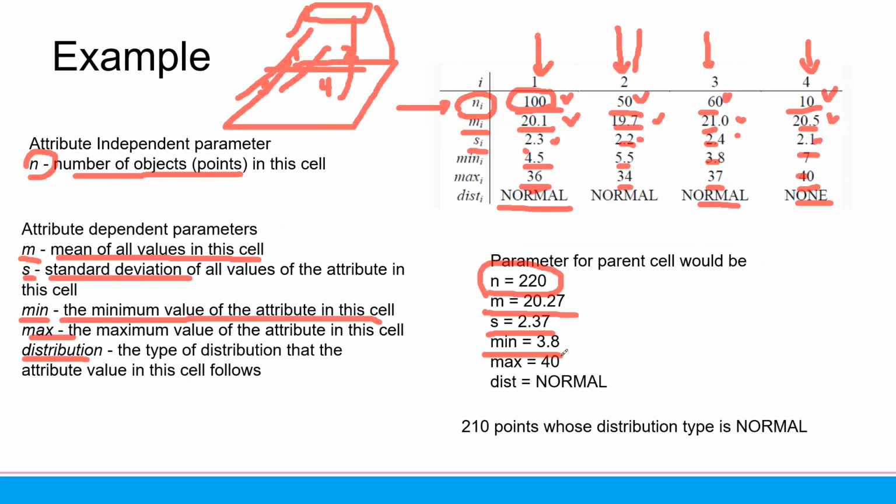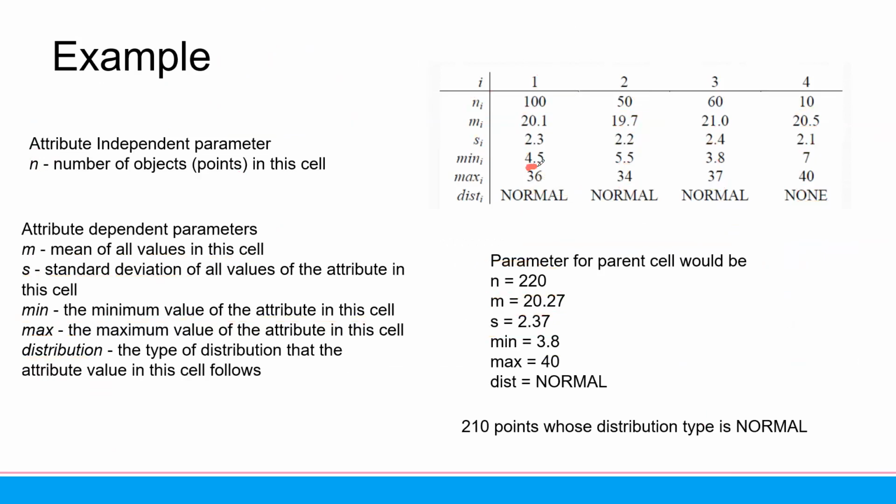And the minimum is 3.8. How can we get this minimum? Here we select the minimum from every cell. And the maximum is 40, the maximum from every cell. And the distribution is normal because 3 among 4 cells are normal, but only 1 is null. Or we can just give the notation that 210 points have a normal distribution type, and for 10 data, we do not know the distribution.